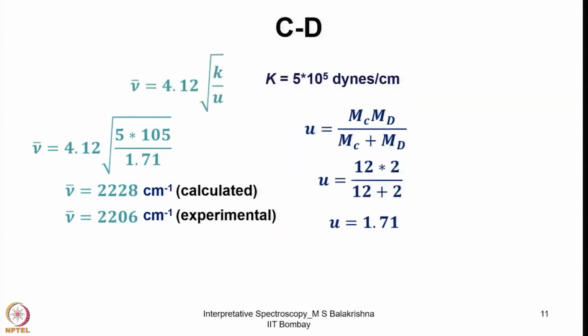How about considering CD instead of CH? Then we have to take the exact value here, and also 10 raised to 5 here, since we are considering a single bond. What we get is 2228 centimeter minus 1, the calculated value. The experimental value is 2206. Of course, if we take the exact value, it is very easy to achieve the experimental value. If we take the exact D atomic weight, the reduced mass would vary a little bit so that we can get the experimental value.